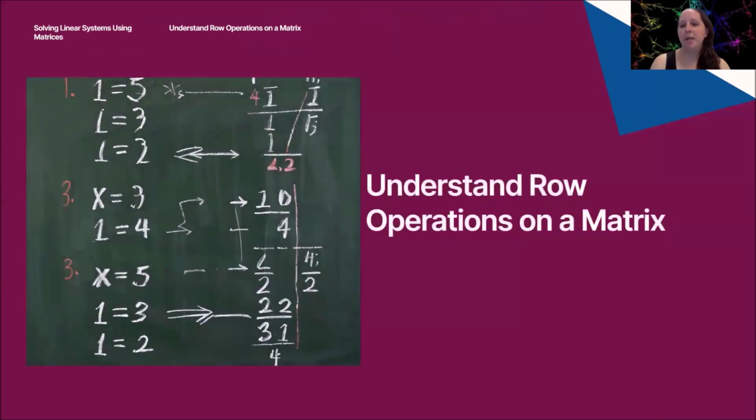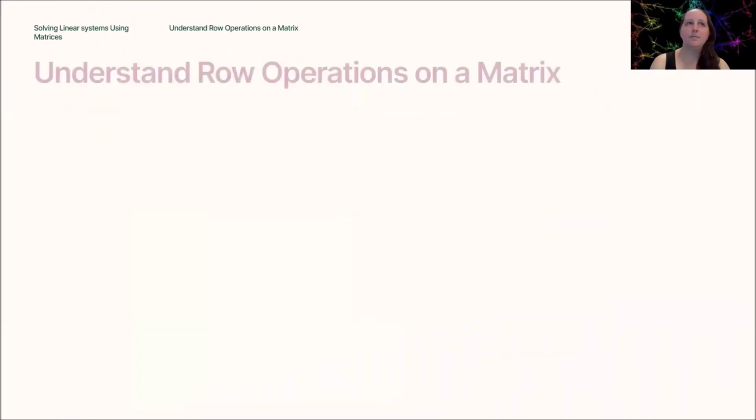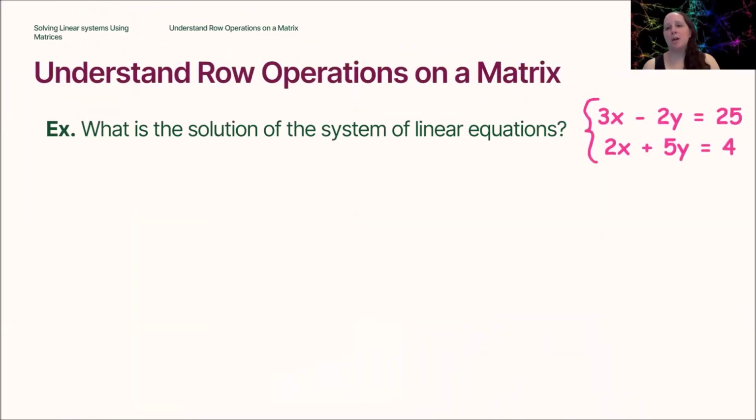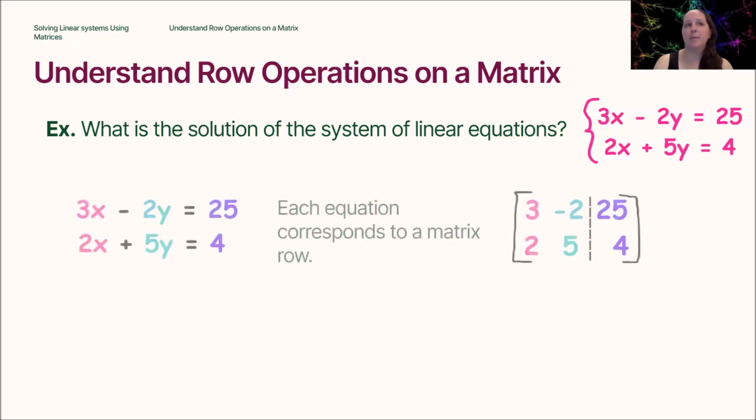Understand row operations on a matrix. I'm wanting to know the solution of the system of linear equations 3x minus 2y equals 25, and 2x plus 5y equals 4. Each equation corresponds to a matrix row. My first equation, 3x minus 2y equals 25, corresponds to the first row of my matrix, 3, negative 2, 25. 2x plus 5y equals 4 corresponds to my second row, 2, 5, 4.